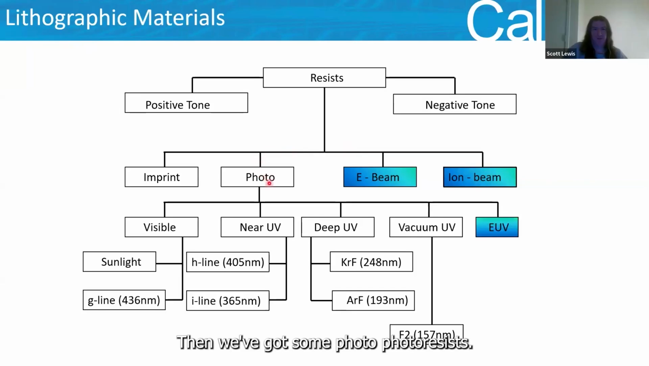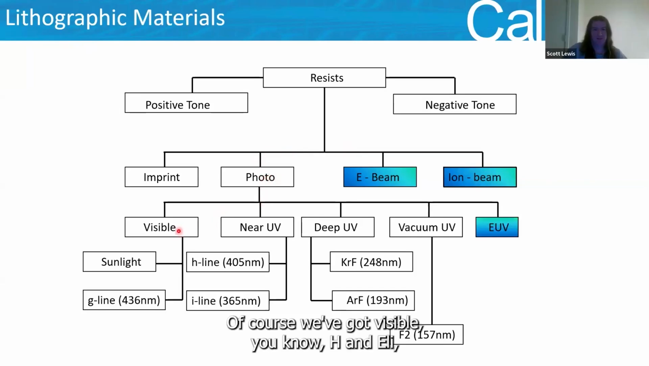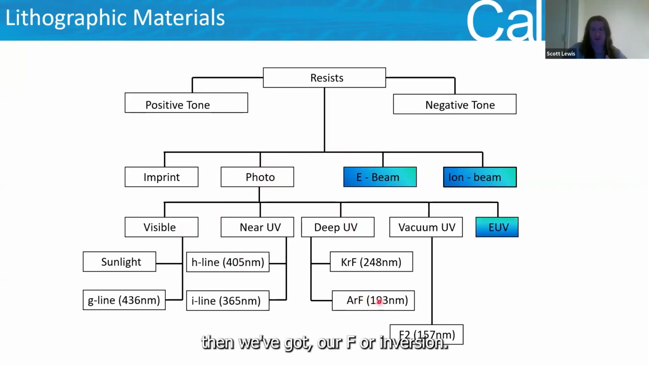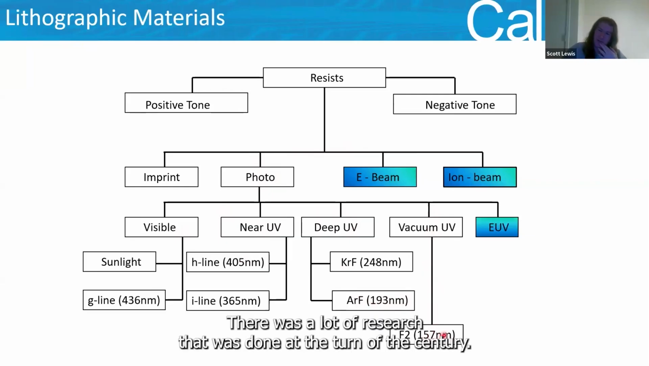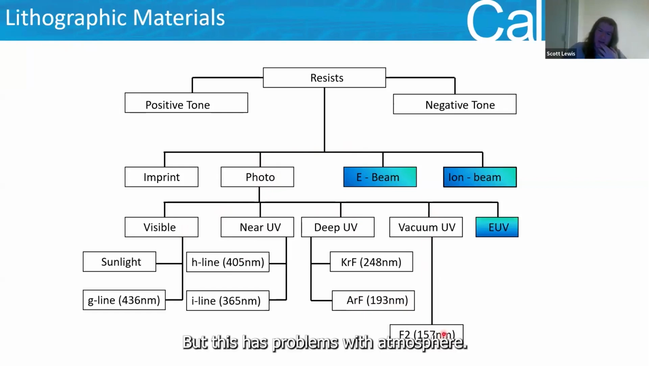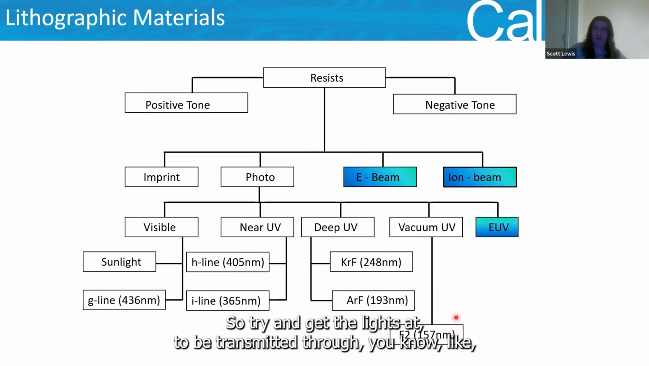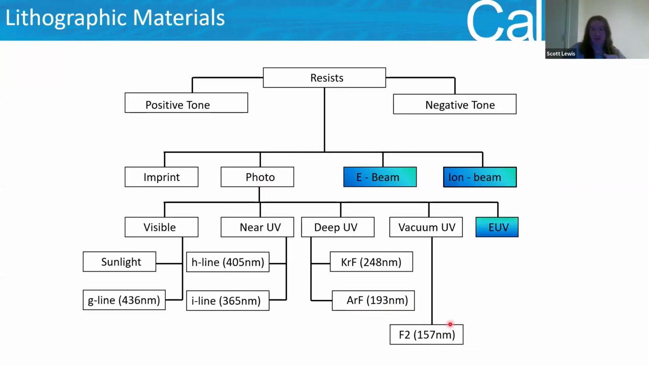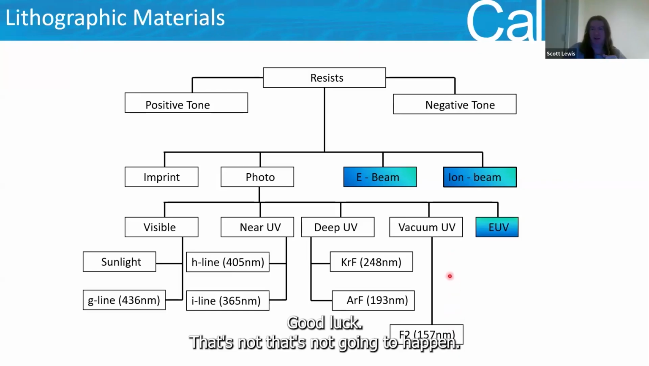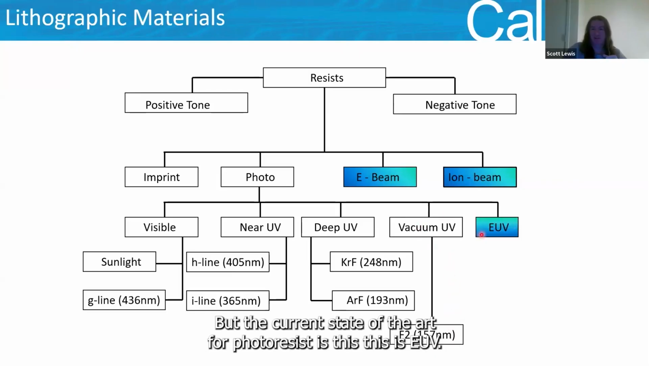Then we've got some photoresists. Of course, we've got visible, you know, H and I line. Then we've got ArF or immersion. We do have this F2. This never really played out. There was a lot of research that was done at the turn of the century, but this has problems with atmosphere. So to try and get the light to be transmitted through, you know, like air, yeah, good luck. That's not gonna happen. But the current state of the art for a photoresist is this.